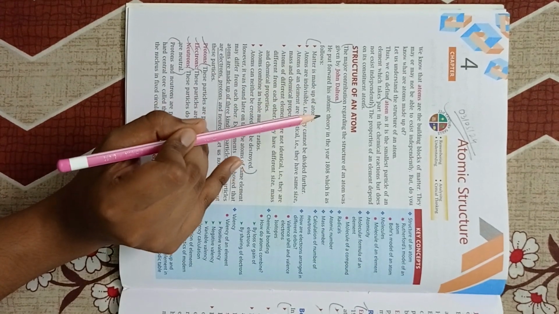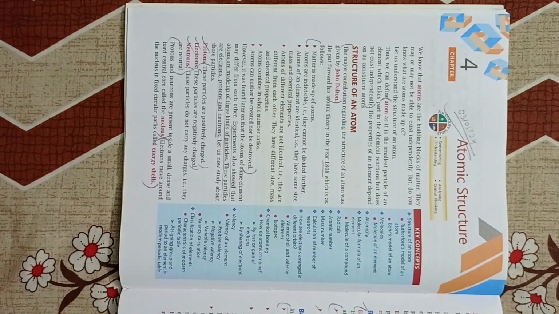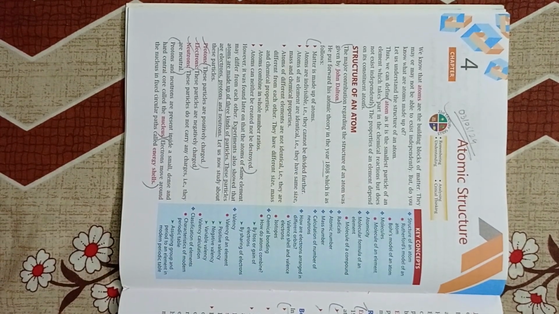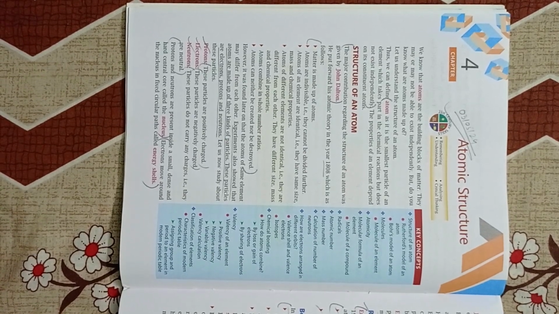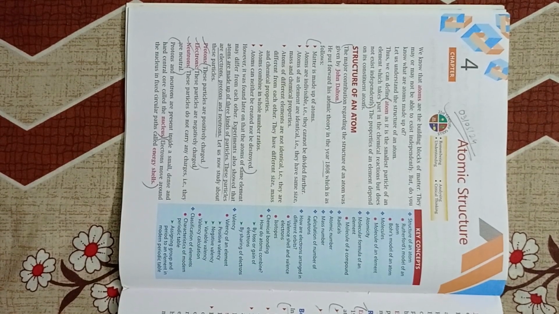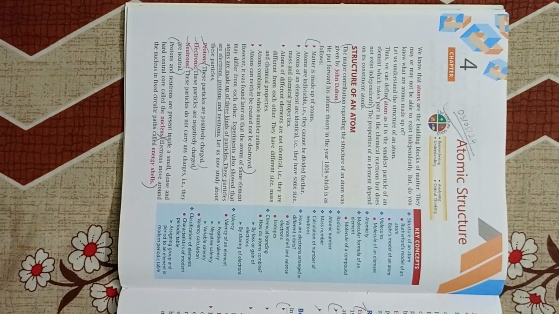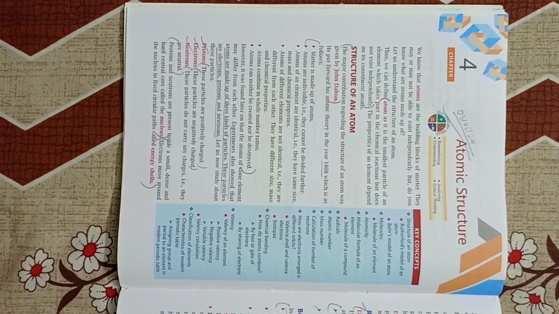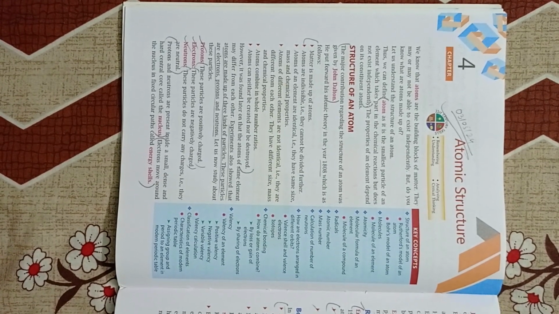He put forward his atomic theory in the year 1808, which is as follows: matter is made up of atoms. Atoms are indivisible, and that means they cannot be divided further. Atoms of an element are identical, that is, they have the same size, mass, and chemical properties. Atoms of different elements are not identical, that is, they are different from each other. They have different size, mass, and chemical properties. Atoms combine in whole number ratios. Atoms can neither be created nor be destroyed.